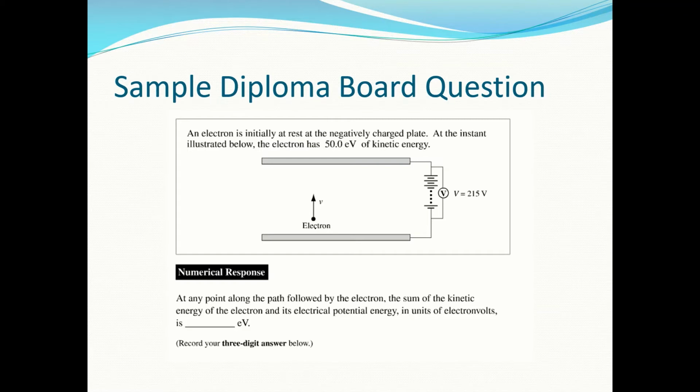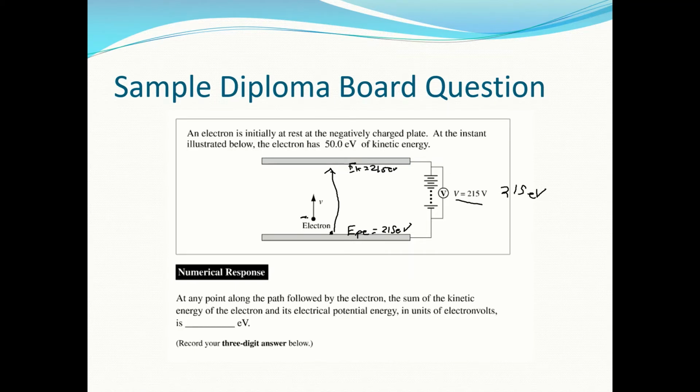So an electron is initially at rest at the negatively charged plate. So it's at rest here, right? Cool. So as our electron goes through 215 volts, it'll get 215 electron volts of energy, right? That's the total amount of energy that it has available. So here, my EPE is equal to 215 electron volts. Here, my EK is 215 electron volts.